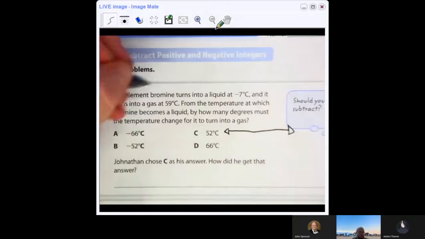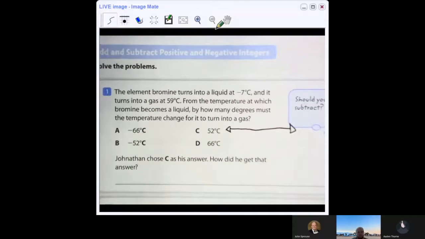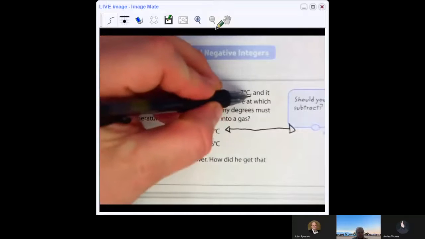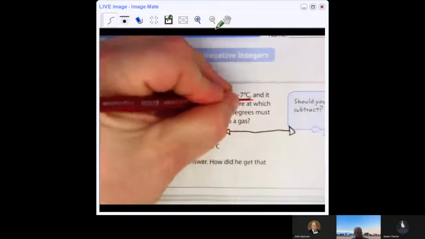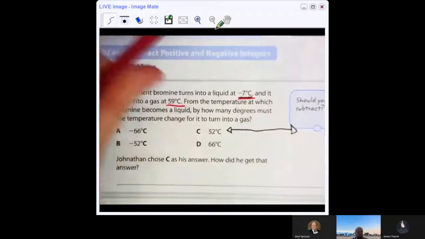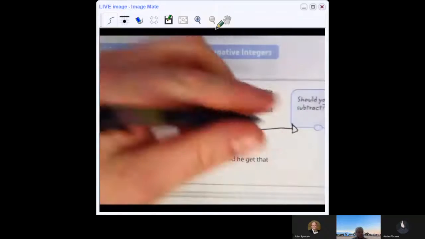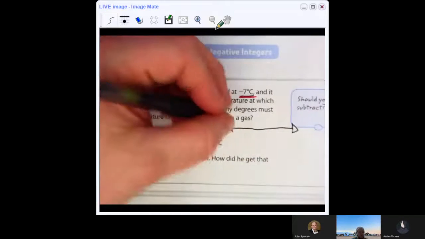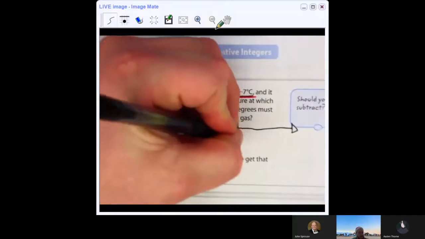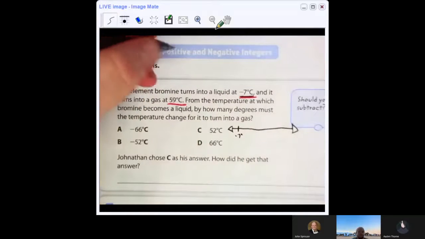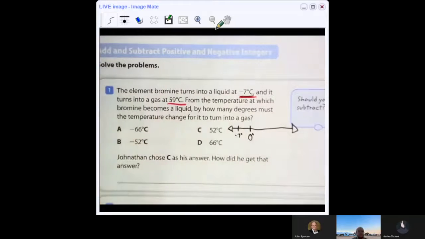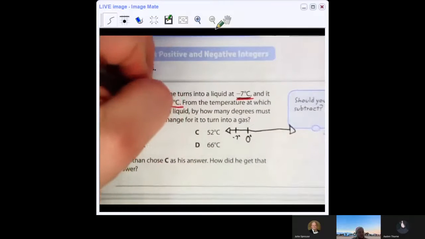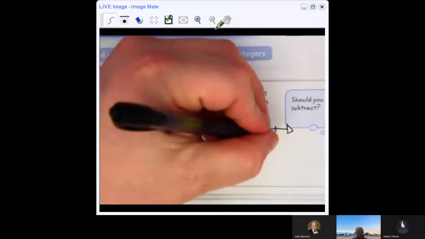Number line from left to right. Then ask yourself, what numbers, or what's important about this problem? -7 is important, as well as 59. Why are these important? Well, -7 is where it turns into a liquid. So I'm just going to mark -7 degrees Celsius right here. We'll put a little 0 right here, degrees Celsius. And then the next one I have is when it turns into a gas at 59 degrees Celsius.